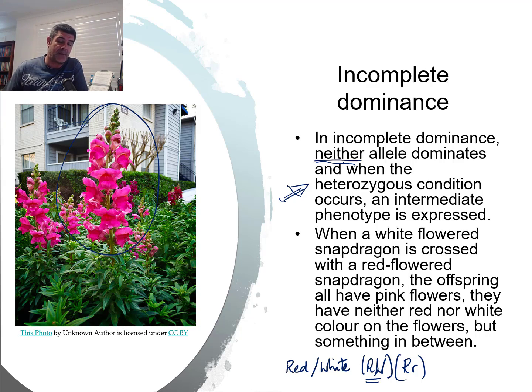I mentioned that snapdragons are another kind of red-white combination and a good one to contrast with our roan cattle, because in the roan cattle both the red and the white colours appeared in the coat. In this case, neither the red nor the white appear. We get something in the middle, so we get these beautiful pink flowers instead.